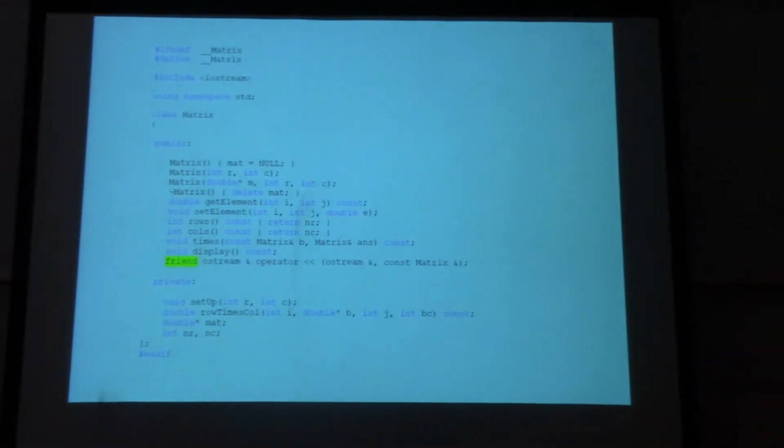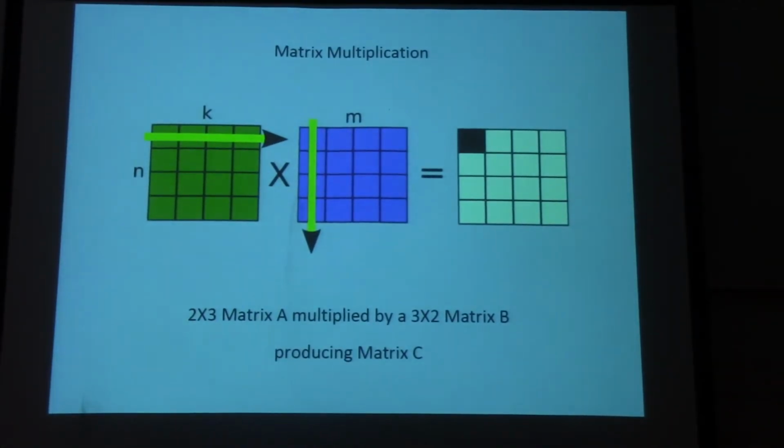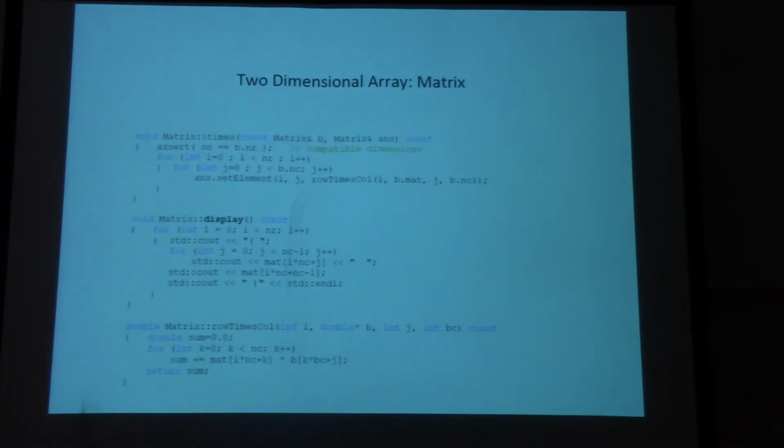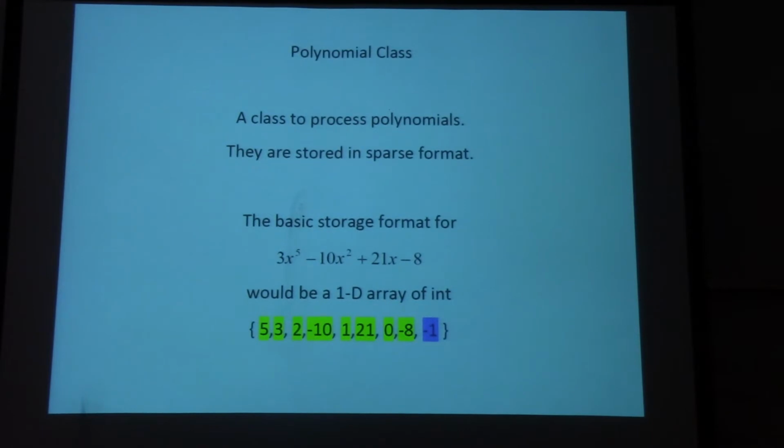Yeah, I don't know if I need to cover that. Matrix multiplication. You all know how to do that, right? Too easy. Okay, let's look at the polynomial. If I don't cover it, you have to read it. You can still read it.